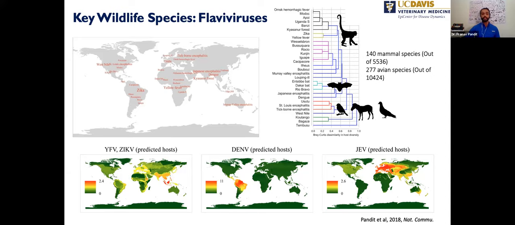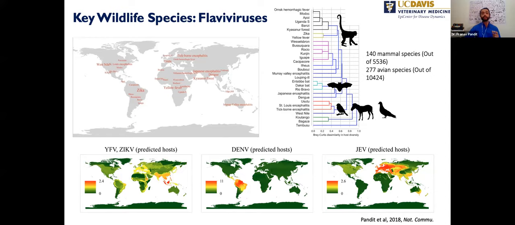The first plot basically shows the distribution of yellow fever and Zika hosts. The more red the area, the higher the diversity of predicted hosts. Similarly, the middle plot shows the distribution of predicted dengue virus hosts. And then the last plot shows the distribution of Japanese encephalitis hosts.